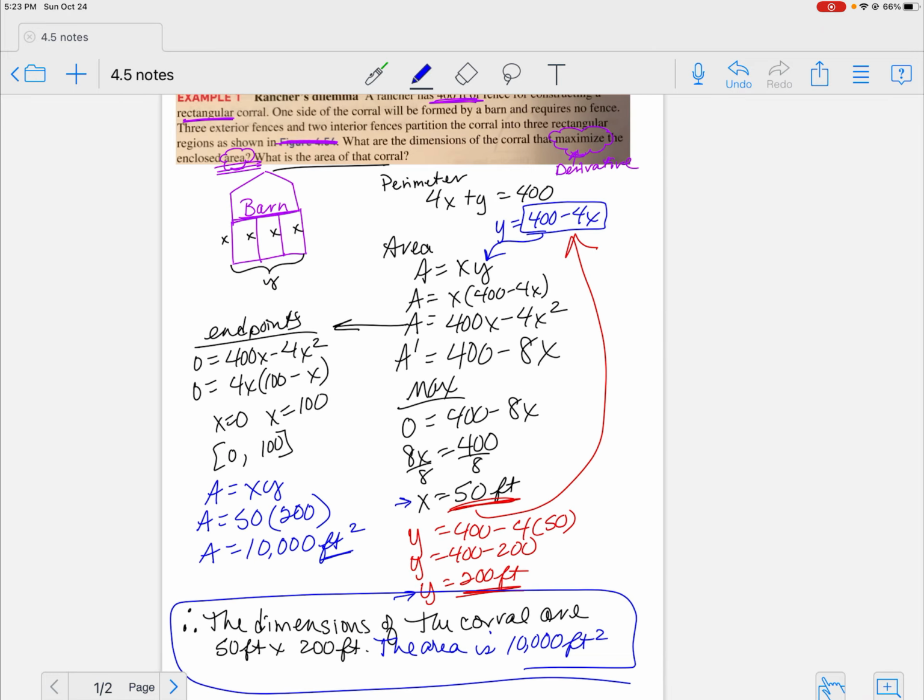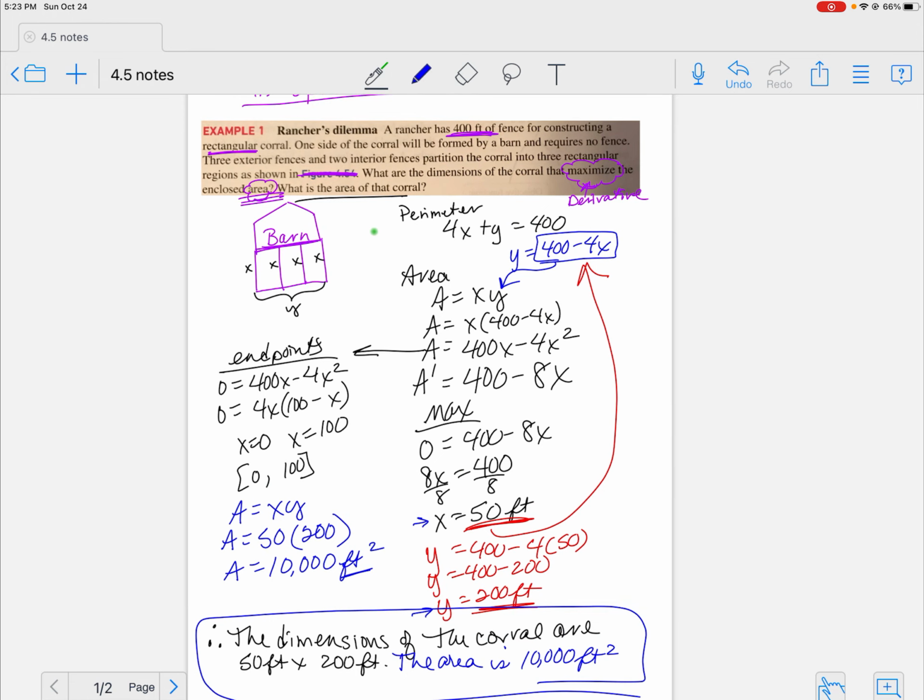All right. When you have optimization, two equations. So you figure out your first equation with the information given so you can plug it into your maximum or minimum equation. Okay, good.